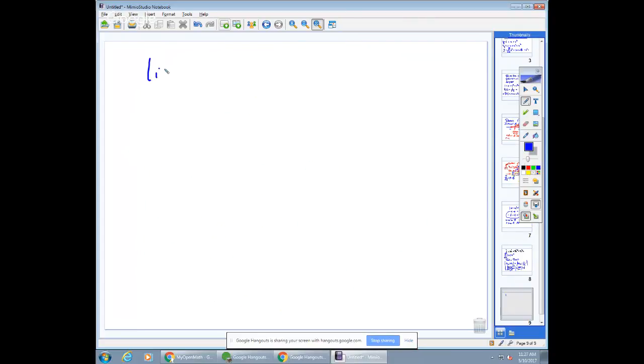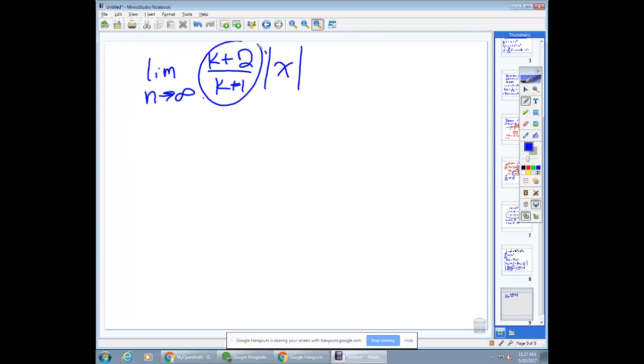So what is the limit as k gets huge of k plus 2 over k plus 1 times the absolute value of x? Well, absolute value of x is just chilling out. It has nothing to do with k. There's no k's there. What's the limit of this ratio? It's 1. So this is equal to just the absolute value of x. Oh gosh, k's and n's. K, thank you. Yeah, that helps.